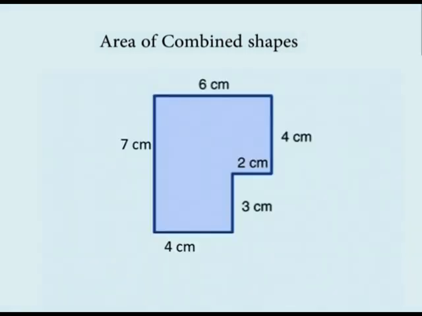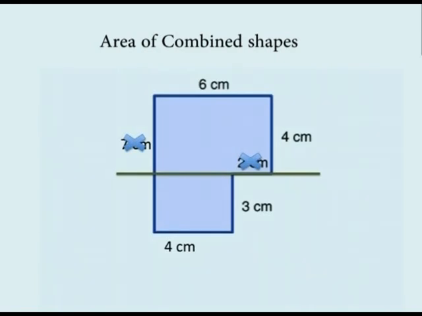To get the area of combined figures, all we do is divide the shape into familiar plane figures like squares, triangles, and rectangles. For this shape, the easiest way will be to divide it into 2 rectangles. I have cancelled 2 and 7 centimeters because these 2 measurements do not apply to our new rectangles. The top rectangle has a length of 6 centimeters and a width of 4 centimeters, and the bottom rectangle has a length of 4 centimeters and a width of 3 centimeters.